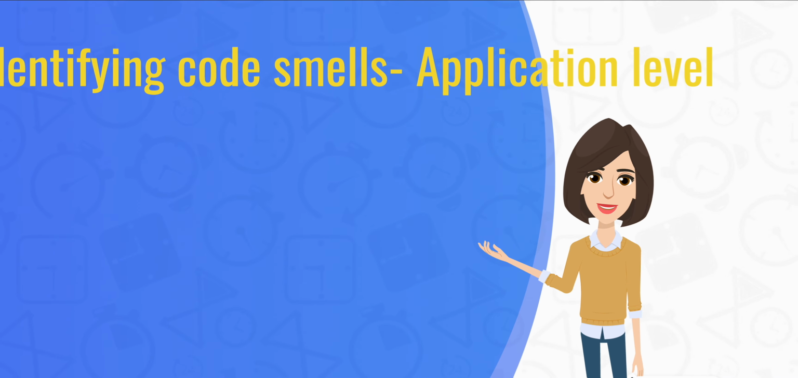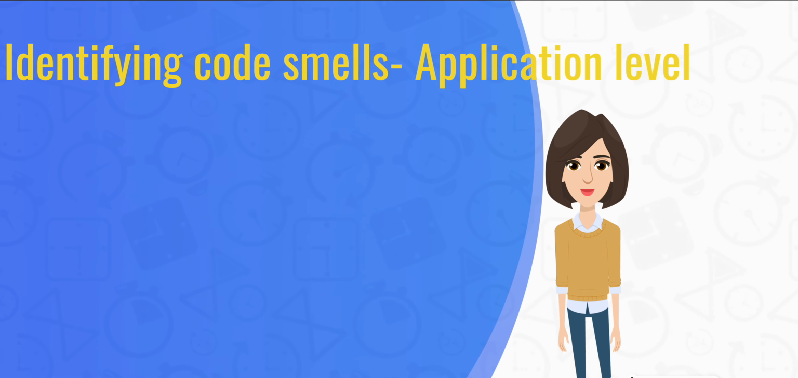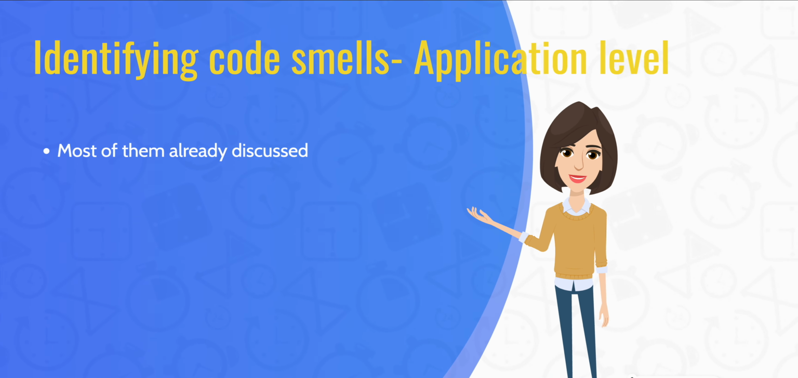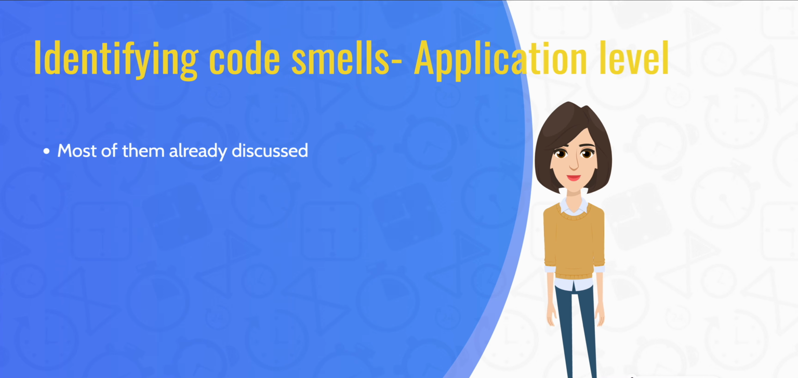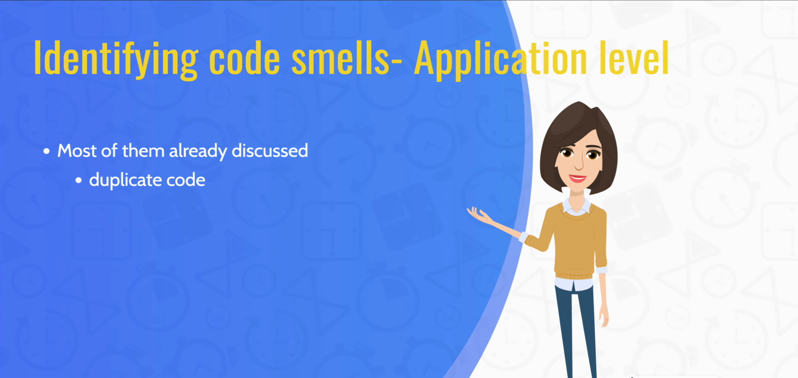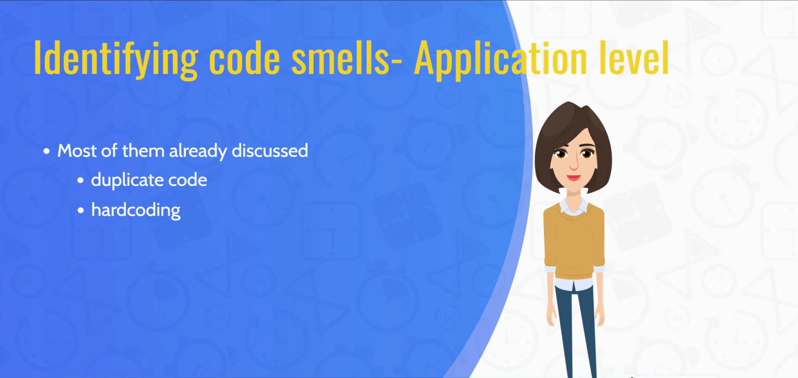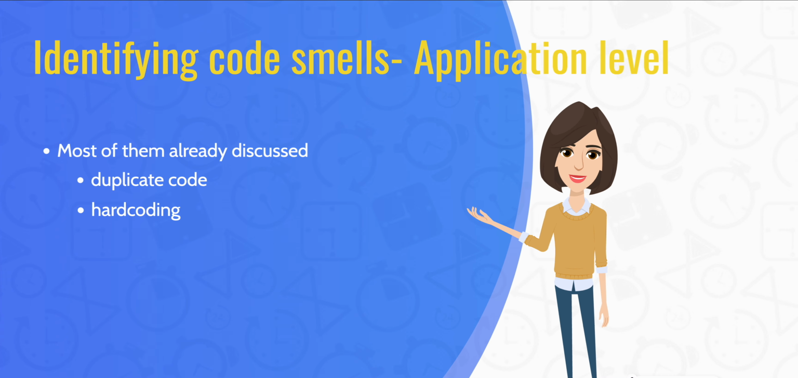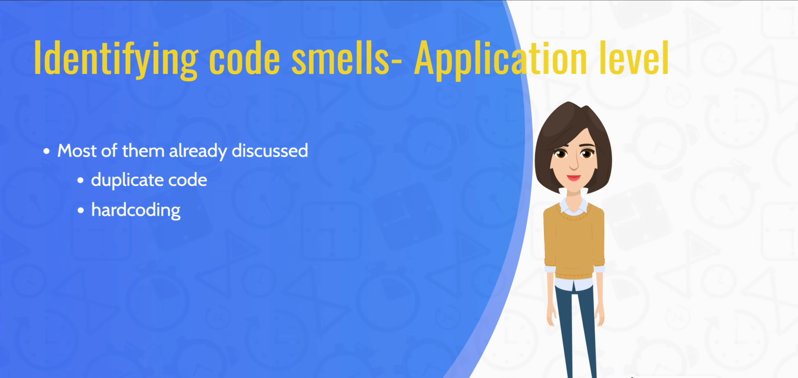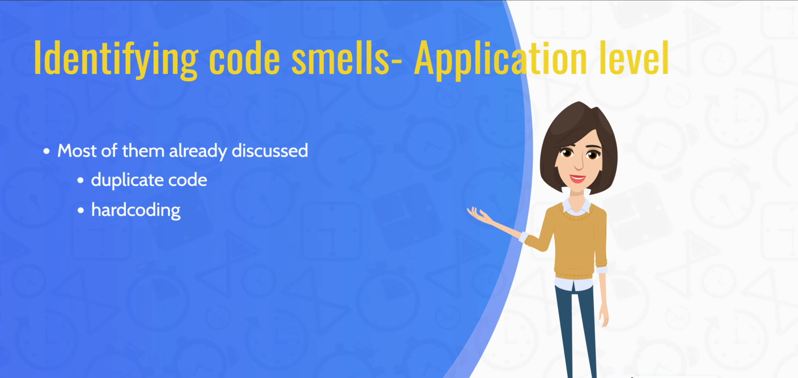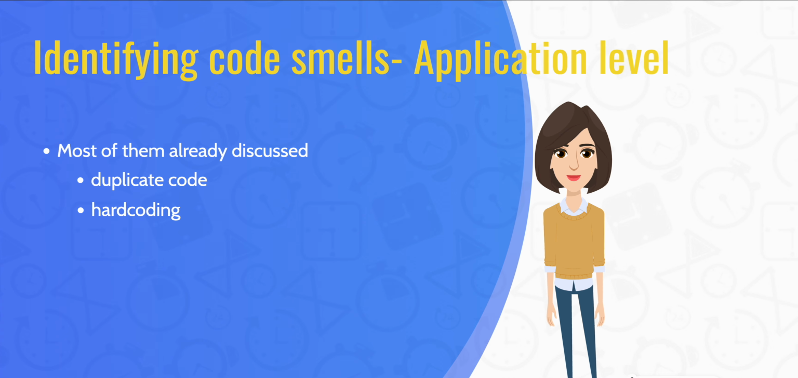Now, let's switch to application-level code smells. Most of the code smells which could impact the application level have already been discussed. Like duplicate code and hard coding, these code smells are more dangerous than they seem. Both of these smells can be avoided by the solutions we already discussed.